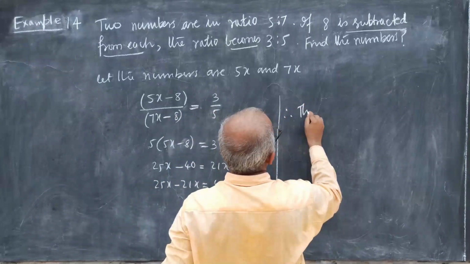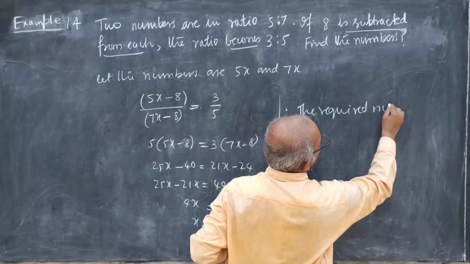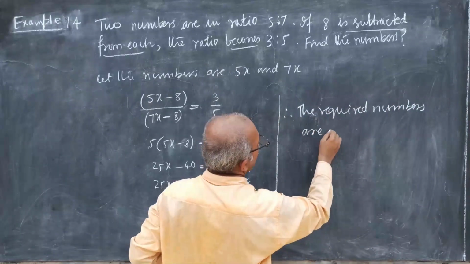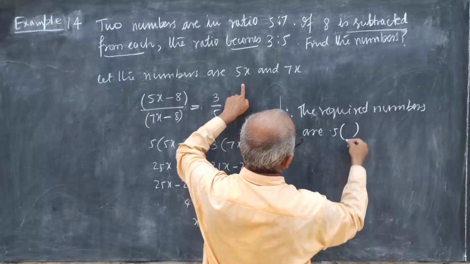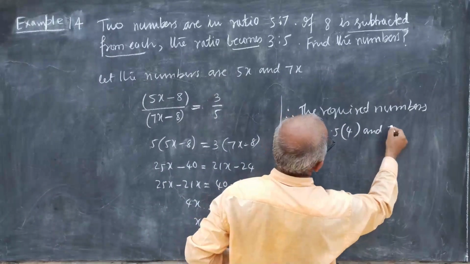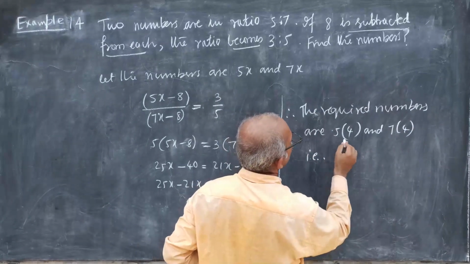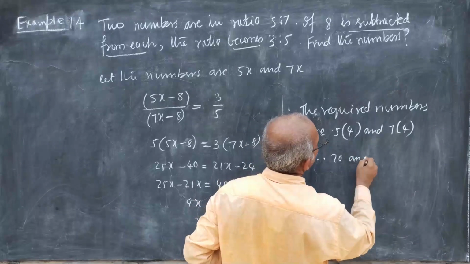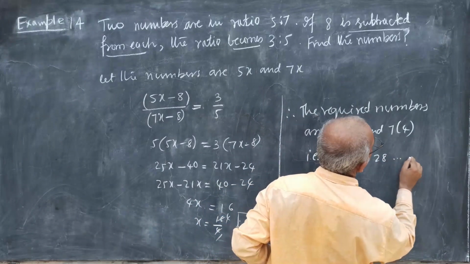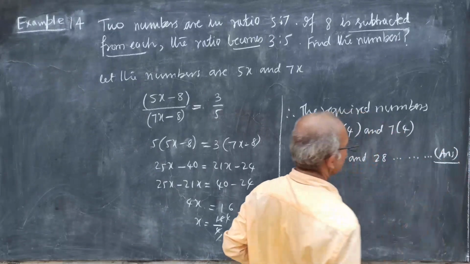Therefore the required numbers are 5x and 7x. That is, 5 fours are 20 and 7 fours are 28. This is the final answer.